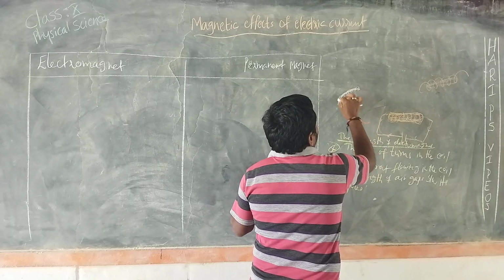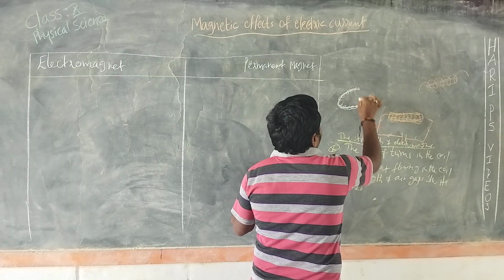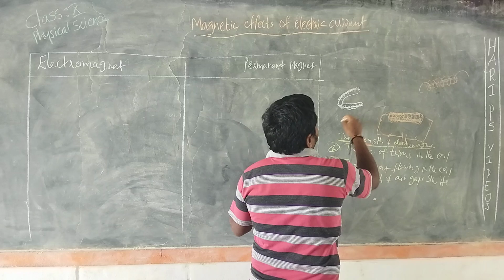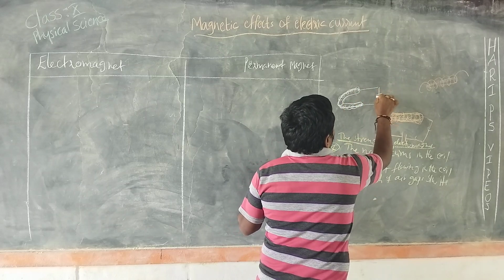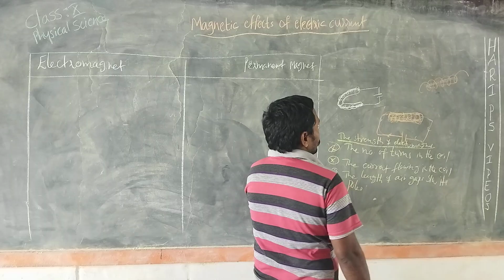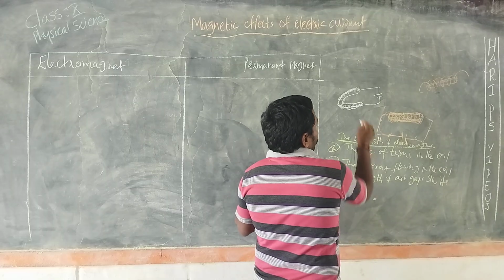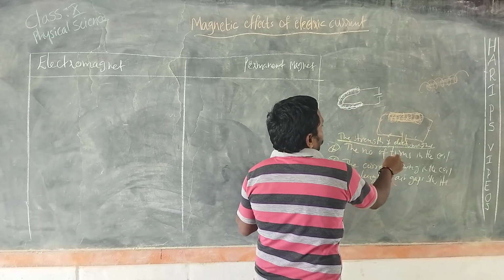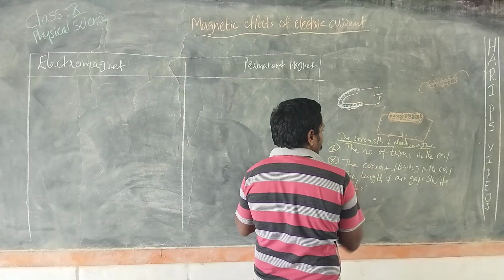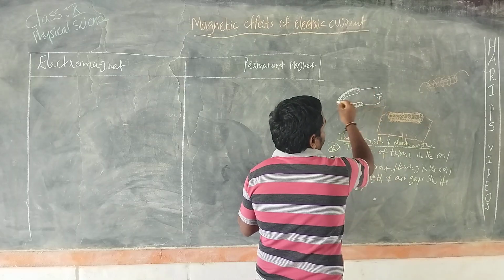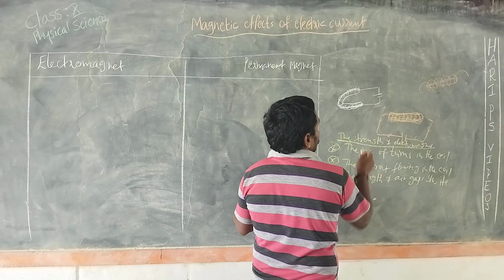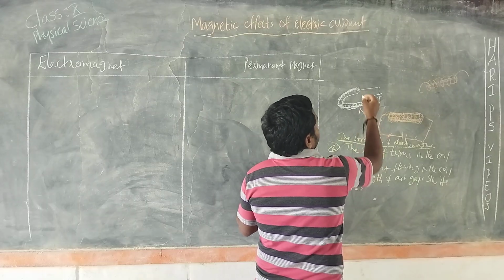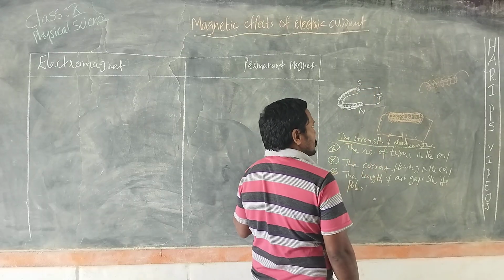So we will wrap it into some insulated copper wire. So what will happen when electric current is passed through it? This strength depends on the number of turns in the coil, the current flowing in the circuit, and the length of air gaps between the poles. So here this acts as the north pole and this acts as the south pole.